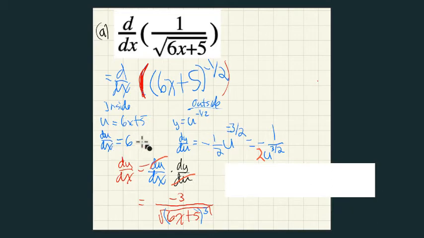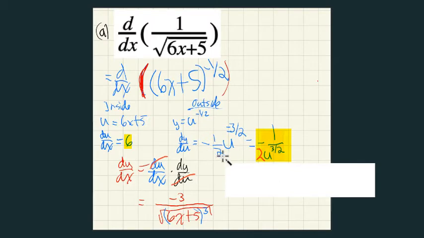I'm going to multiply this right here and this right here, the highlighted parts. So I would do 6 multiplied by negative 1, which is negative 6, divided by 2 is negative 3. That's why I get the negative 3 there.